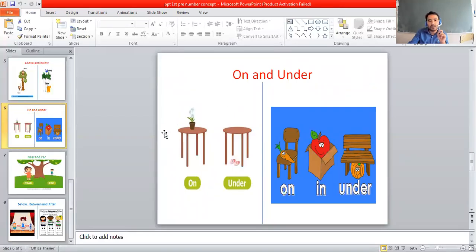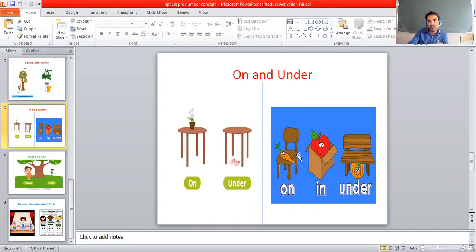Now this is one example. Now go for the second example. You can try this. The carrot is on the chair. The carrot is on the chair. Next, go for another example. It is on, in, under. So now we are joining in.